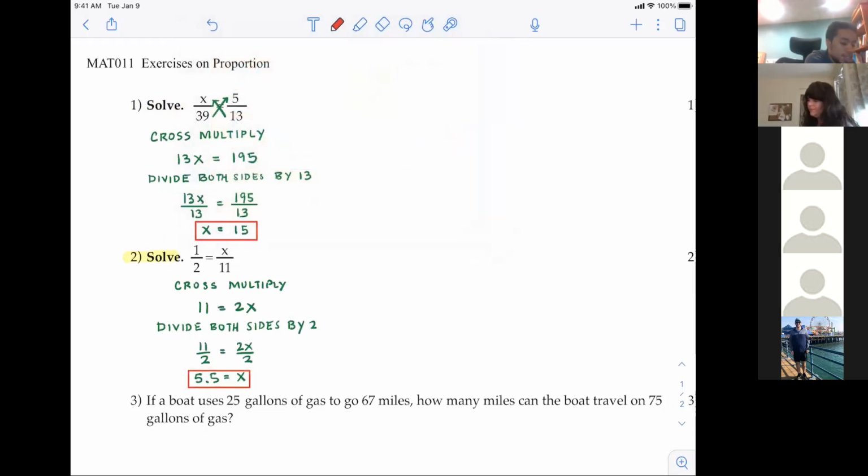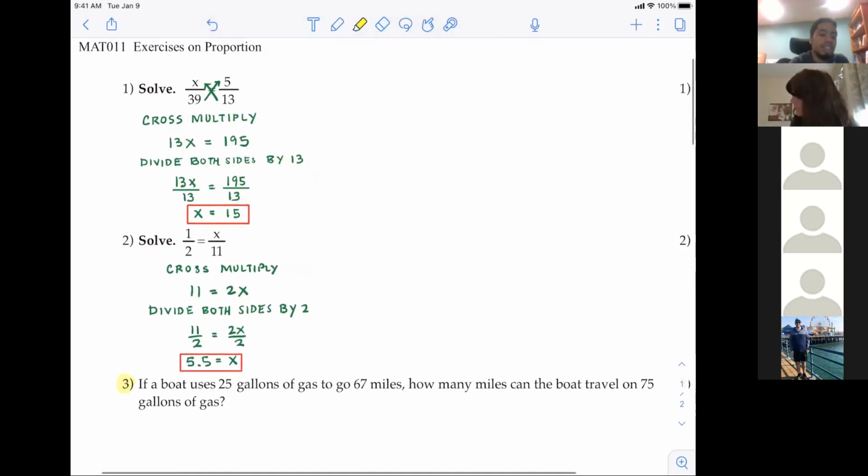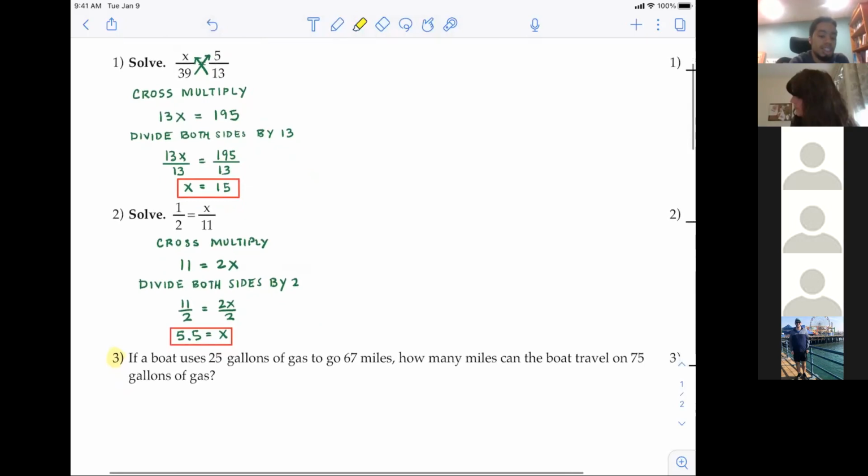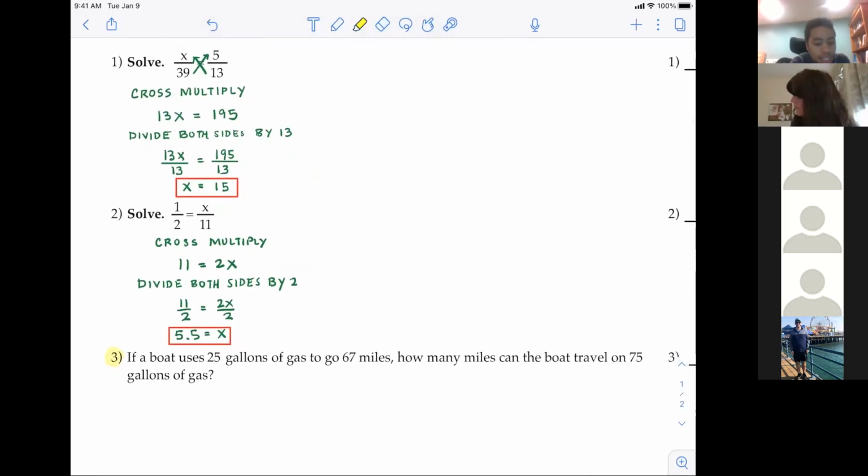Are you okay with number 1 and 2 then? Are you with me so far? Okay, so let's take a look at number 3. Now, number 3 is more challenging in the sense that I'm not giving you the proportion. It is almost like a word problem. So let's take a look at number 3.